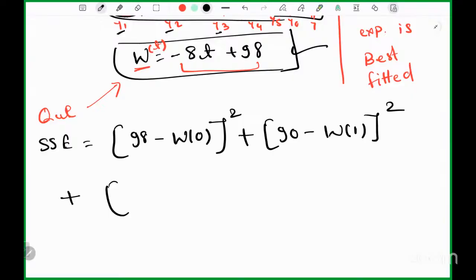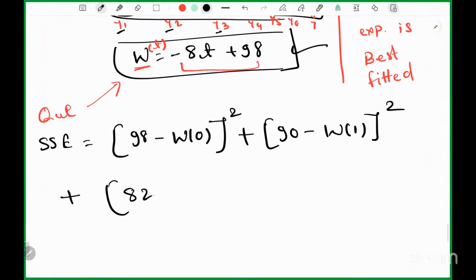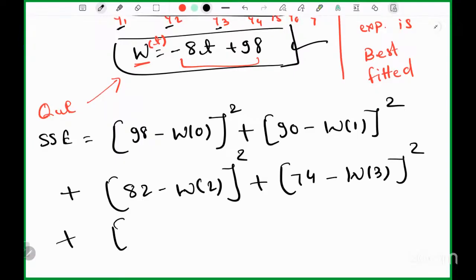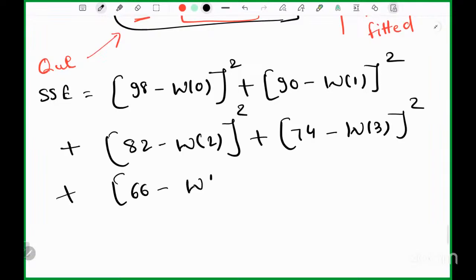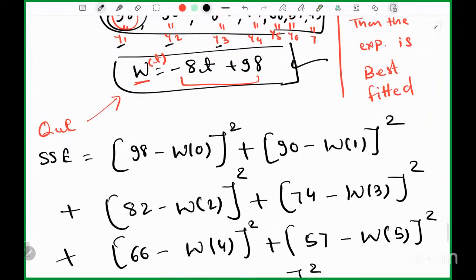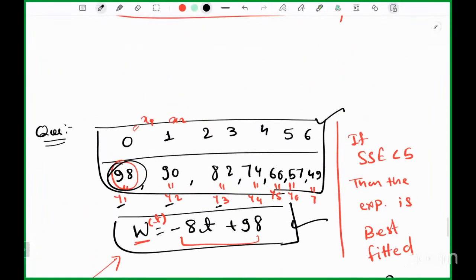Then plus another one is 82 minus w of 2 squared, plus 74 minus w of 3 squared, then plus 66 minus w of 4 squared, then plus 58 minus w of 5 squared, right? And then plus the last one, 50 minus w of 6 whole squared. Okay, now this will be your formula for SSE for this particular question. In general, whatever function is there, you replace that function with the points.